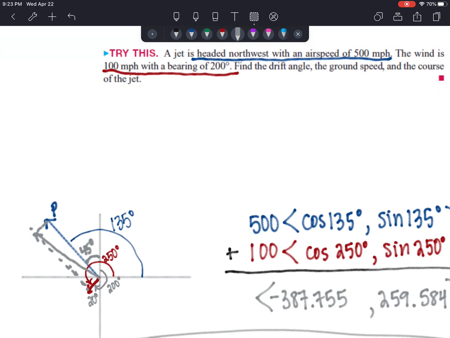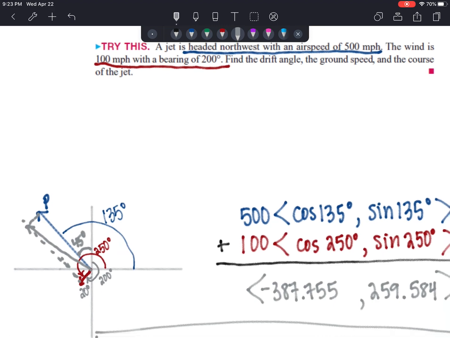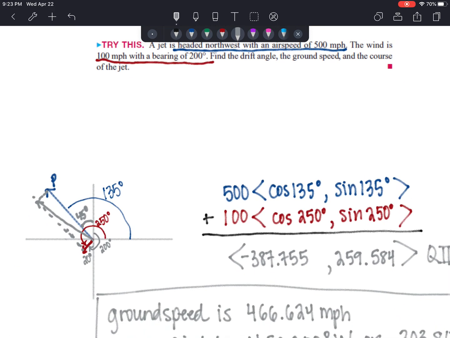The wind is 100 miles per hour with a bearing of 200 degrees. So in this case, they gave the bearing of 200 degrees. 200 degrees starts at due north and goes clockwise. So we end in quadrant 3 right here, and we're 20 degrees past the negative y-axis. So we started due north, turning clockwise, and we've gone 20 degrees past the y-axis.